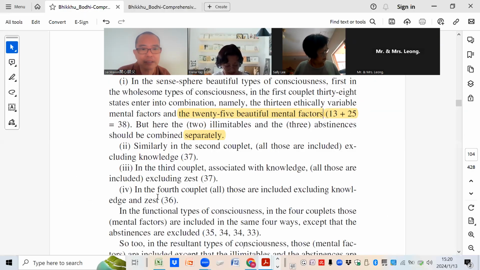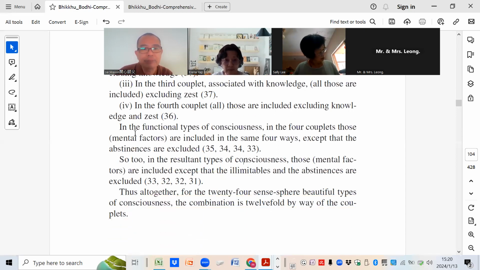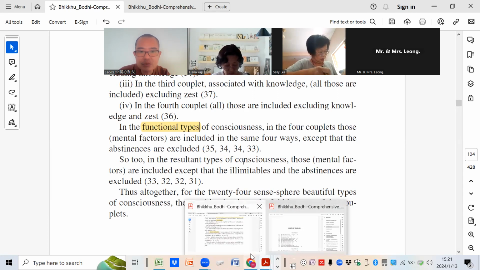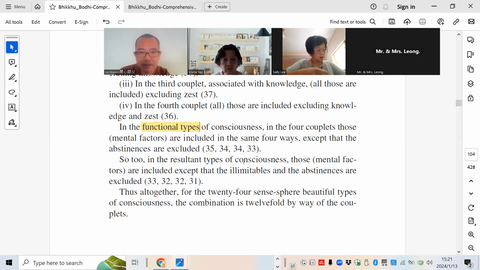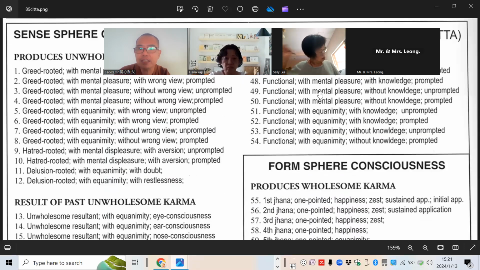Okay, let's take a look here. Class, this is the part. In the functional, now we talk about the functional consciousness. In the four couplet, those mental factors are included in the same way, except that the abstinences are excluded. Class, let's take a look. Now, this is the functional. Do you see the functional?